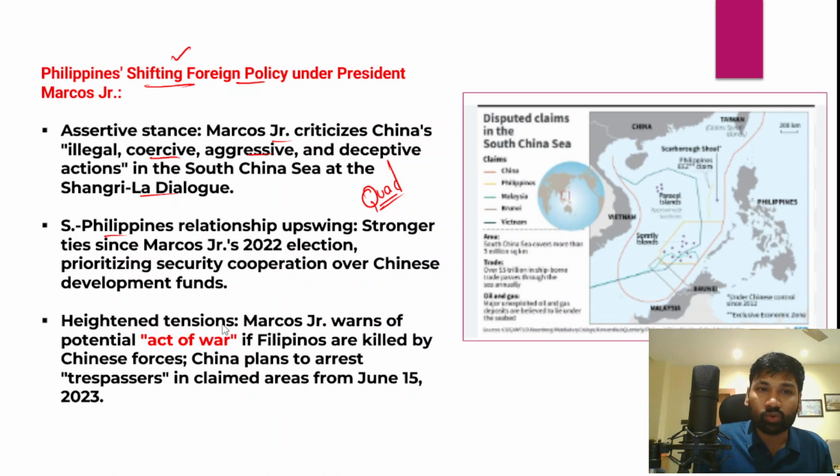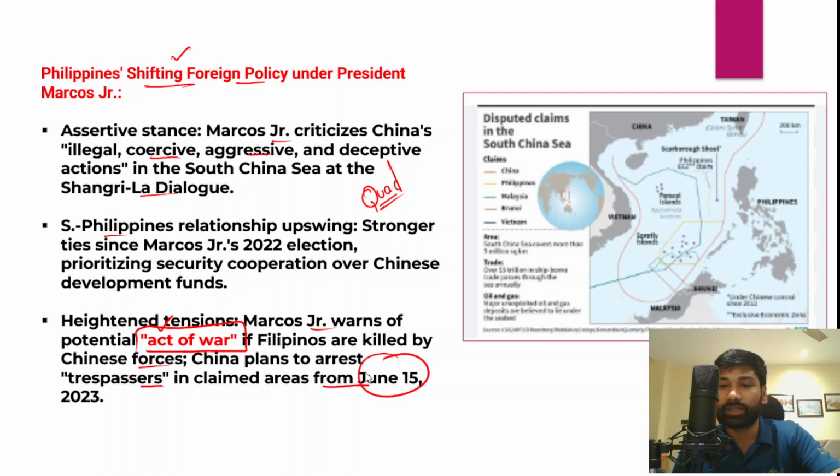And after that, there are also increased tensions between China and the Philippines in the South China Sea in recent times. Because of that, Marcos Jr., President of the Philippines, warned of a potential act of war if China continues this assertiveness and aggression. That would be considered a potential act of war if Philippine people are killed by Chinese forces. China plans to arrest trespassers in claimed areas from June 15, 2023.